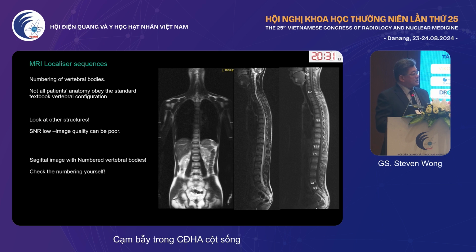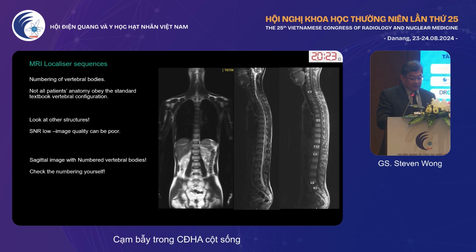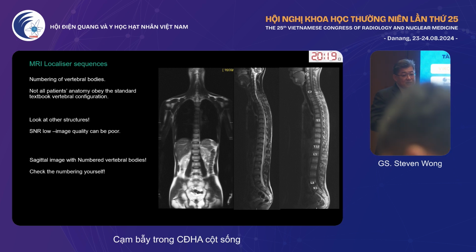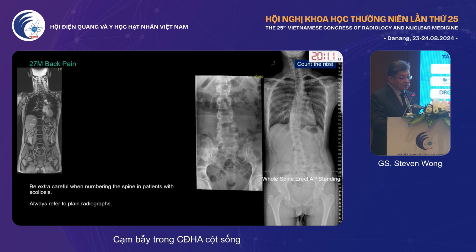Our technologists will do labeling, but then the radiologists themselves will also do the labeling and numbering ourselves as well. There are other pathologies present on the localizer sequence. We've picked up tumors, fractures and infections in other places, and abscesses as well. So do look at those.